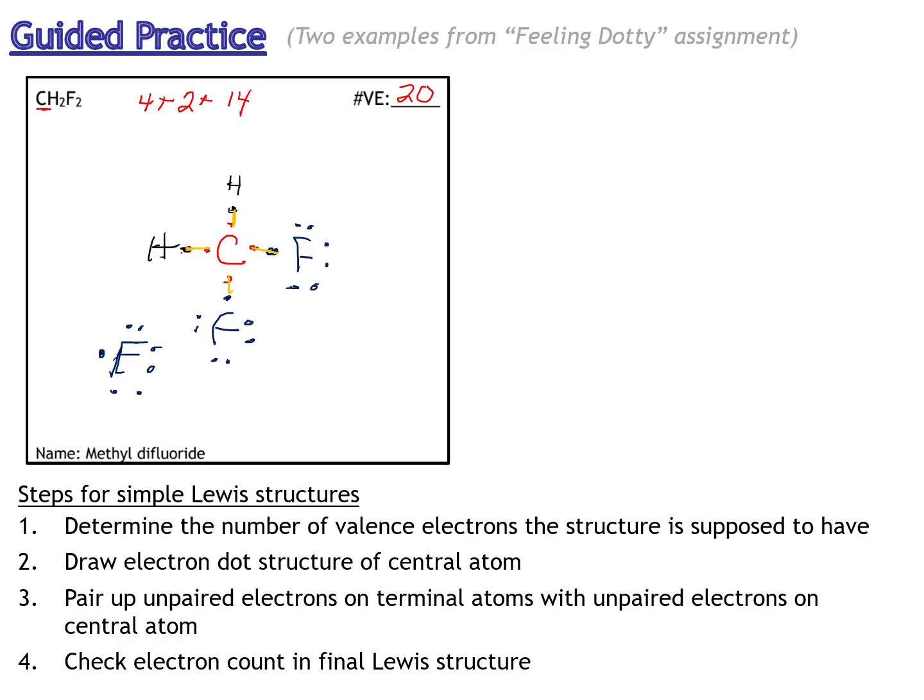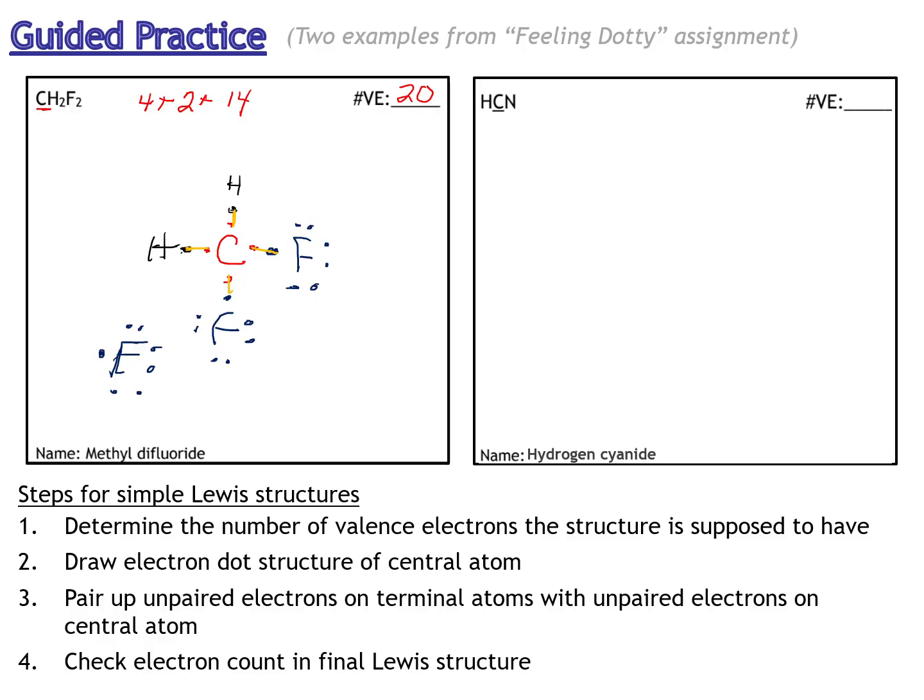So the Lewis structure is carbon in the middle, 4 sticks coming off of it, and then we got 2 hydrogens attached to it, and we have 2 fluorines attached to it, and each fluorine has 3 pairs on it. And that one I gave you the name. It's called methyl difluoride.